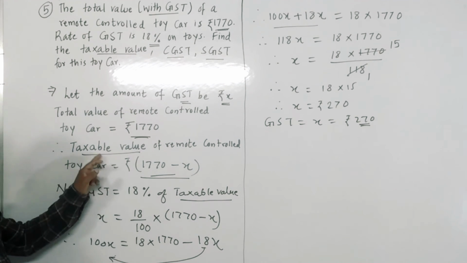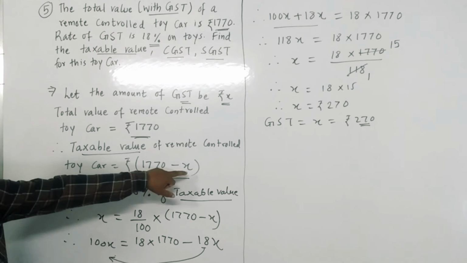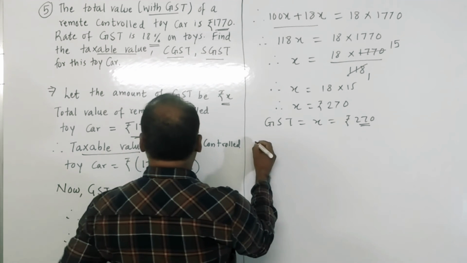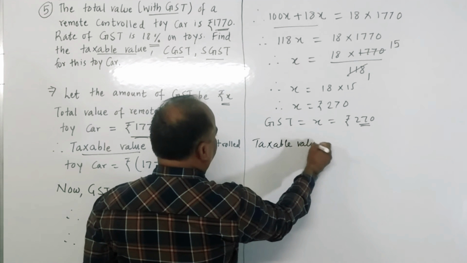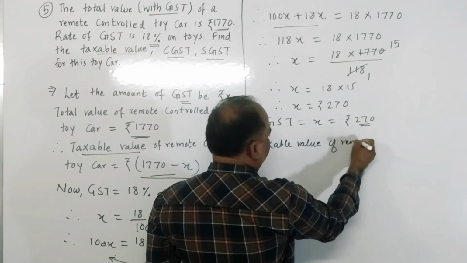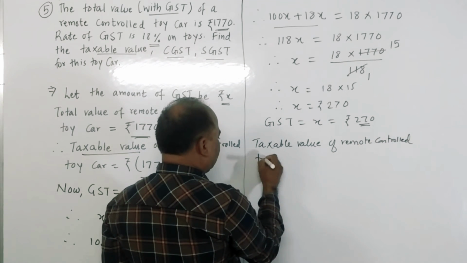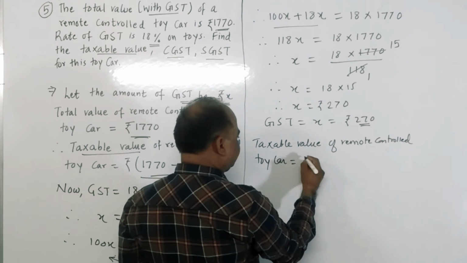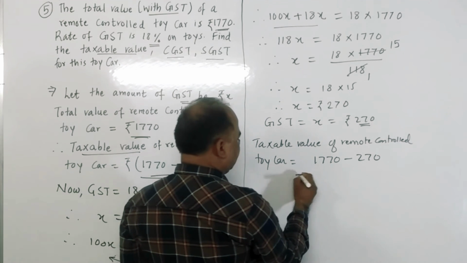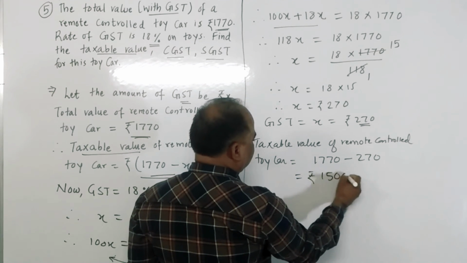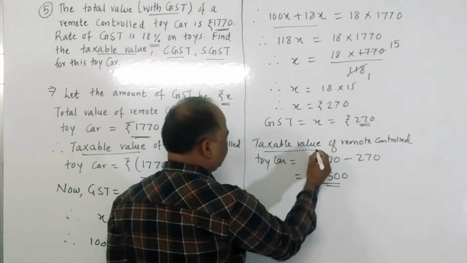Now the taxable value of the remote control toy car is equal to 1770 minus the GST amount, that is 1770 minus 270, which is equal to rupees 1500. 1500 is the total taxable value.